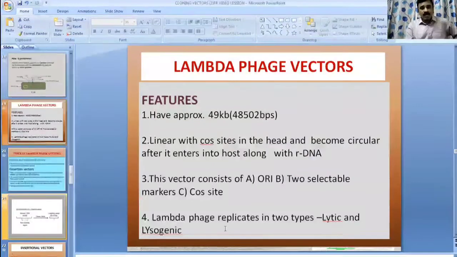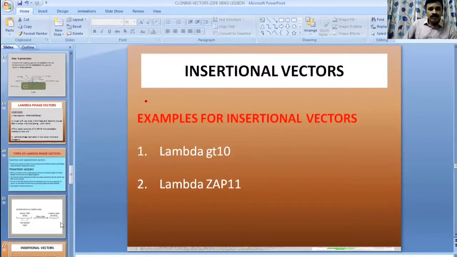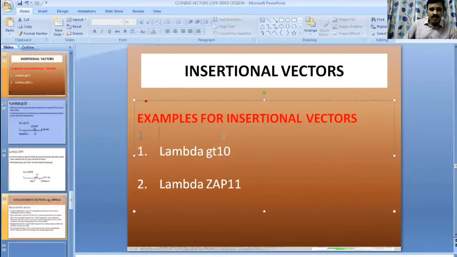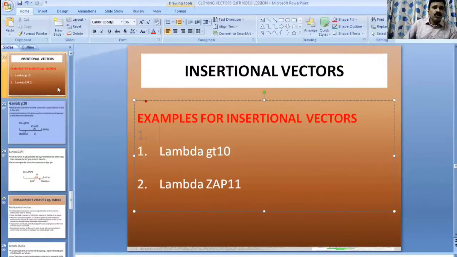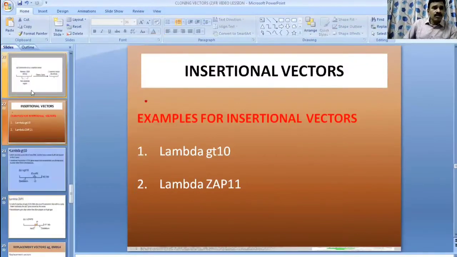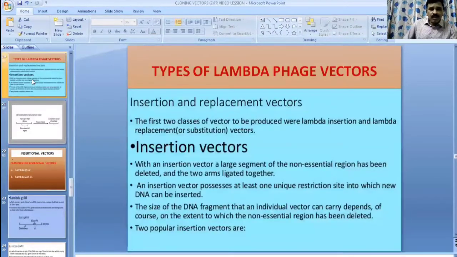Another feature is the lambda phage replicates in two types of life cycle, that is lytic and lysogenic, as I already explained. So we want only the lytic cycle. These are the important features of lambda phage vectors. So there are two types of vectors. Number one, insertional vectors, and another one is the replacement vectors.